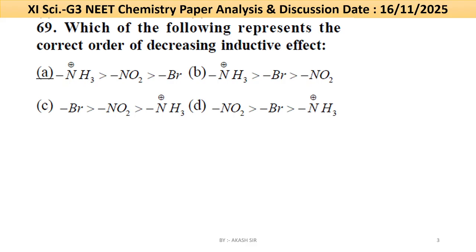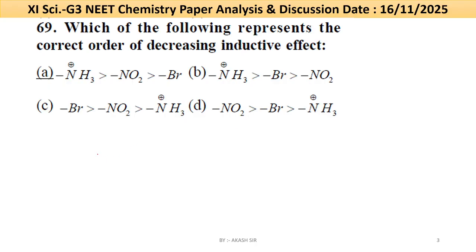Okay, now the question number is 69. Which of the following represent the correct order of decreasing inductive effect? You know very well, the inductive effect is a phenomenon where an atom or group of atoms in a molecule pulls or pushes electrons towards or away from itself through a sigma bond. In general, the more electronegative the group, the more it withdraws electrons, which is the negative inductive effect, and the more electropositive the group, the more it donates electrons. It is known as a positive inductive effect.